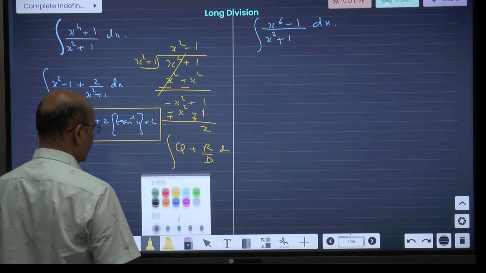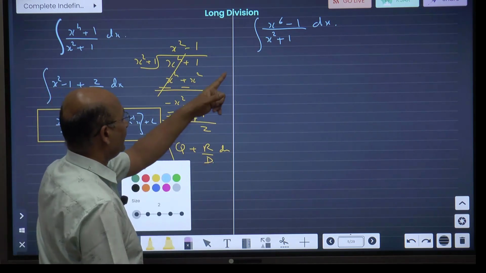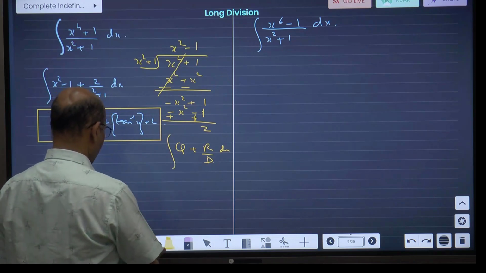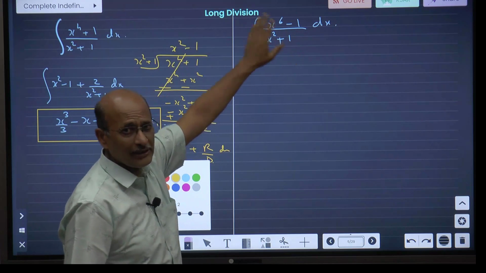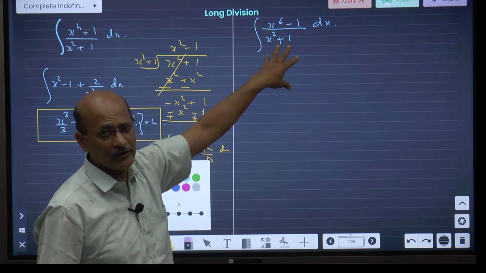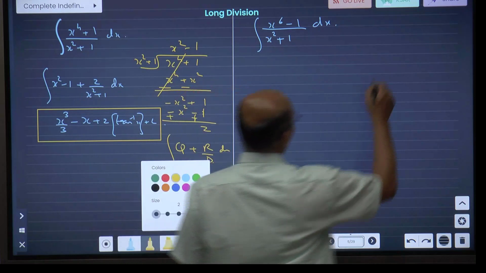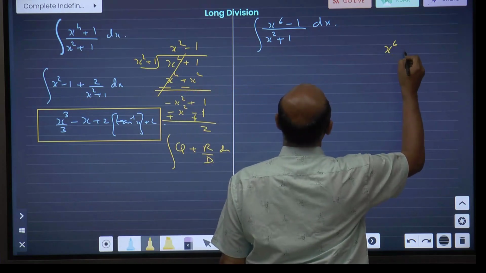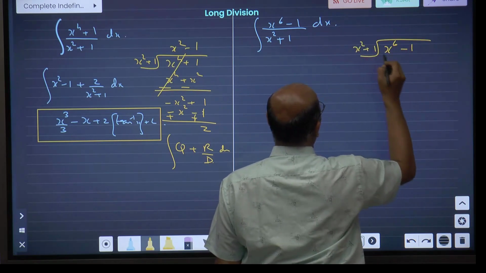So once again here also there is a clue, that is definitely the degree of the numerator is 6 here, degree is 2. So definitely this is a case of long division. Remember, this you cannot do by substitution. So let us go ahead with this now. So x raised to 6 minus 1 divided by x square plus 1.